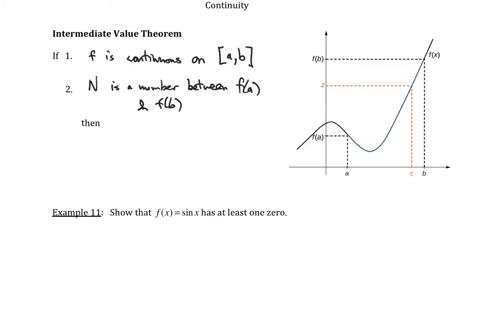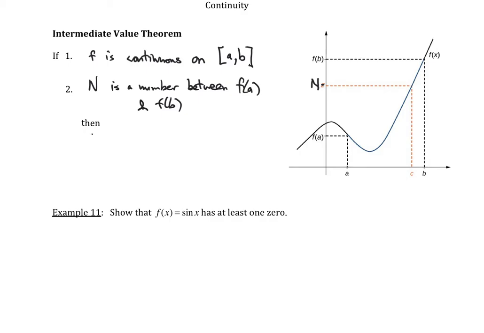All right, so I need to adjust my drawing a little bit. Right now it says a Z. I'm going to change that to an N. Okay, so that's N. And what we can see is that this number N, according to my drawing, is in between f of A and f of B. Then what is the conclusion of the theorem?